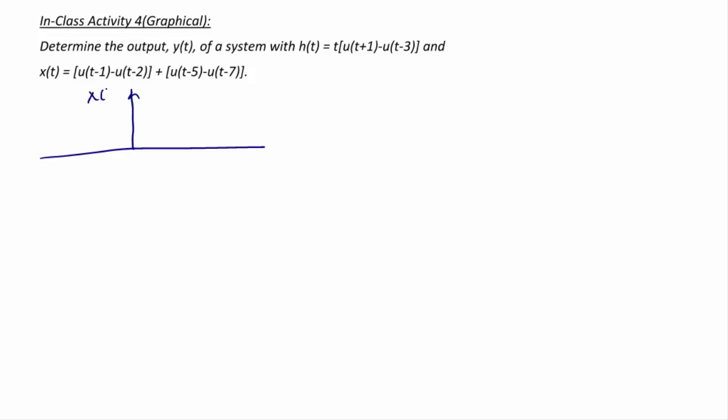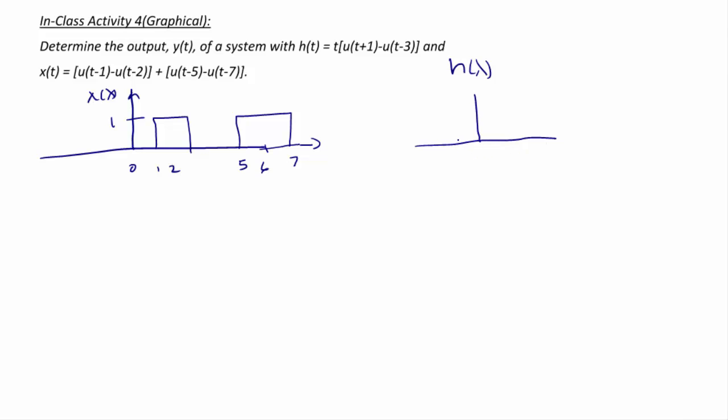X of lambda is 2 blocks, both of them with an amplitude of 1. One is on from 1 to 2, and the other one is on from 5 to 7. H of lambda is a ramp. So h of lambda is a ramp that turns on at time -1 and turns off at time 3.